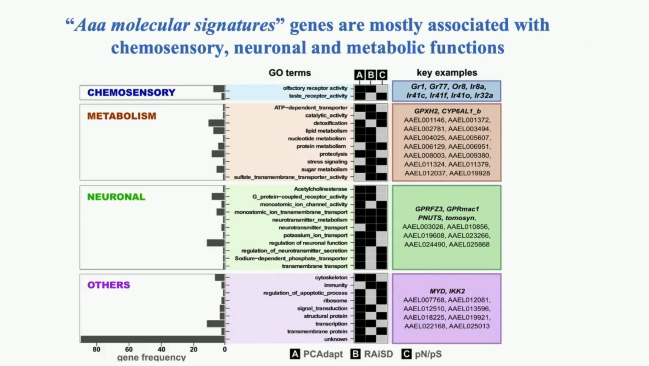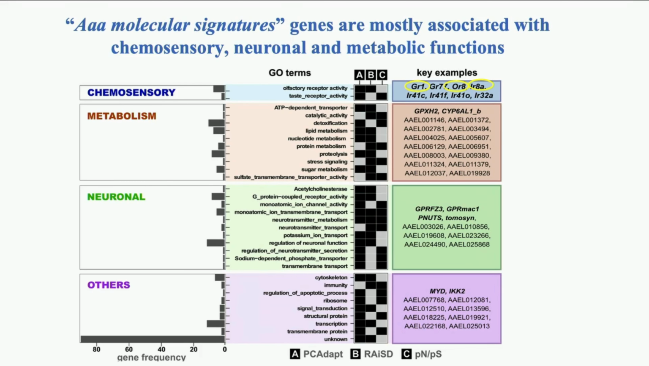And what are the functions of these genes? These genes are associated mainly with chemosensory, metabolic, and neuronal function. And among the chemosensory genes, there are some important culprits like GR1, OR8, and IR8a. And why are they important? Because these genes have already been associated with mediating perception of CO2, amines, and lactic acid, which are stimuli that drive the preference of Aedes aegypti towards humans.